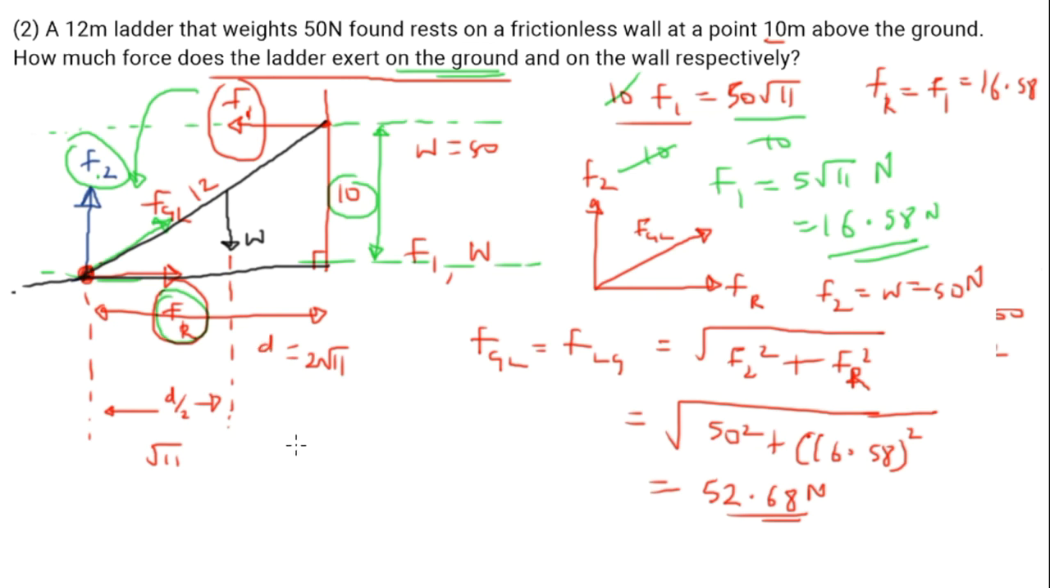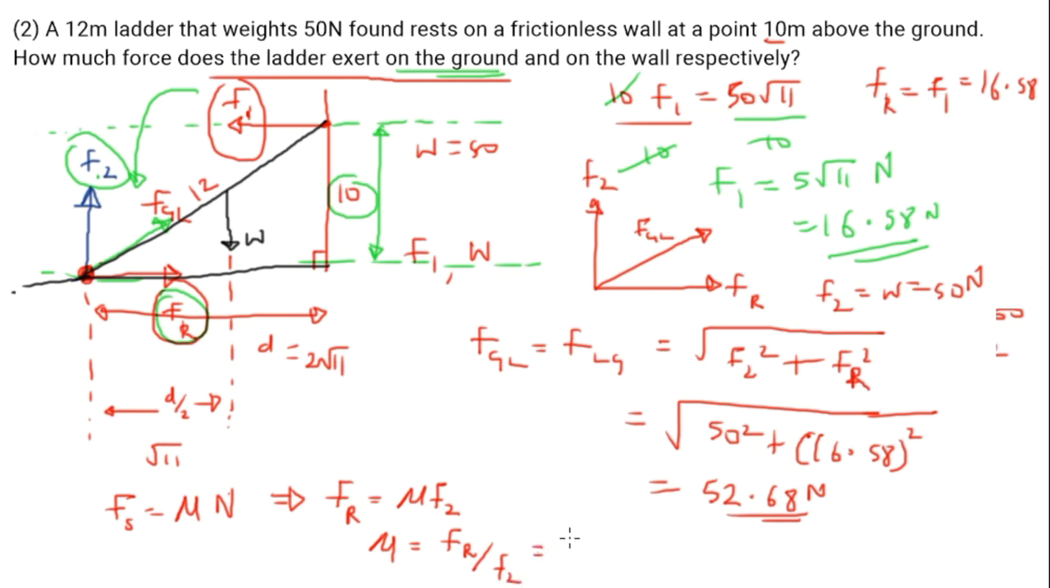If you were asked to find the coefficient of static friction caused by the ground, notice that the frictional force is equal to the coefficient of static friction multiplied by the normal force. In our own case, the normal force is given as F2 and the static frictional force is given as Fr. So we can say that Fr is equal to the coefficient of static friction multiplied by the normal force, which is F2. It implies that the coefficient of static friction is equal to Fr upon F2.